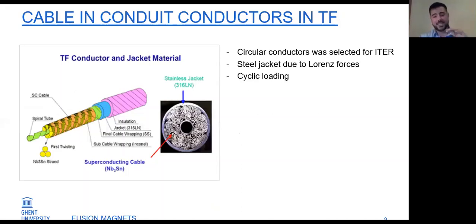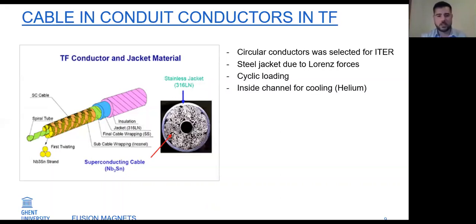It has a steel jacket to support the high Lorentz forces, and its cable of ITER is tested with cycling loading to really see if it will work or not. Because if you assemble these cables and then some imperfection destroys the brittle material, then you have to change the coil and it's hugely costly.